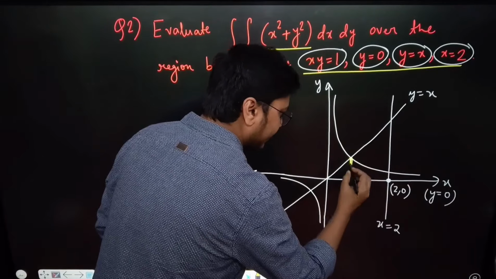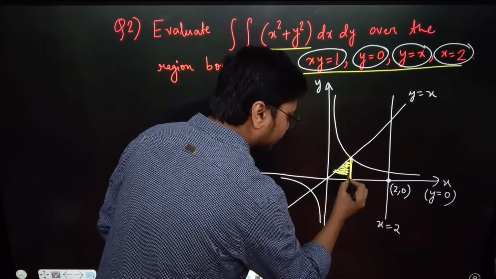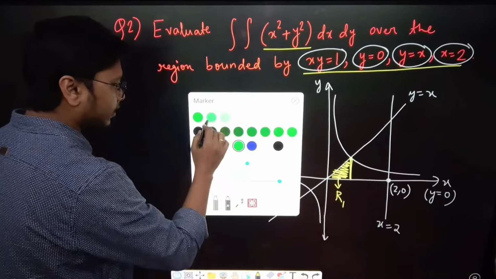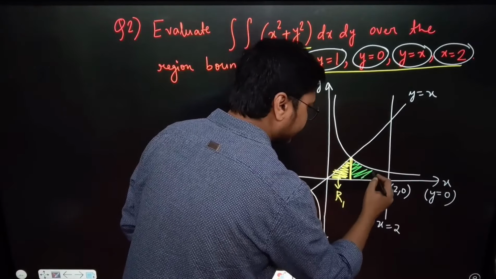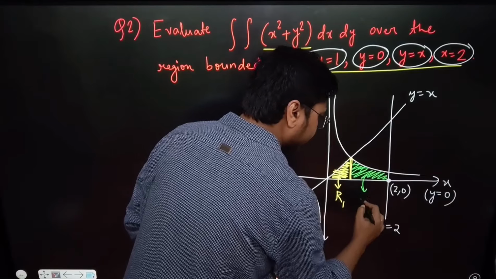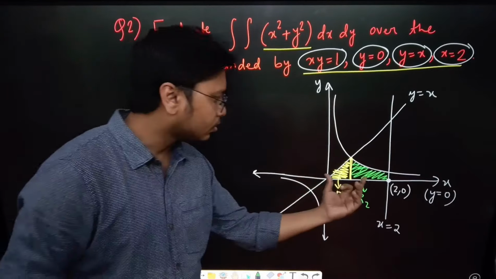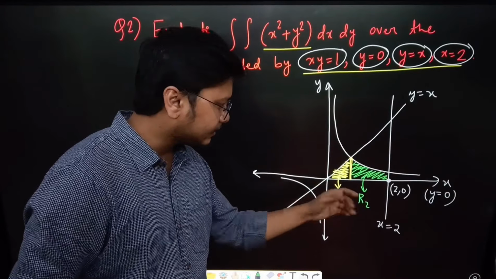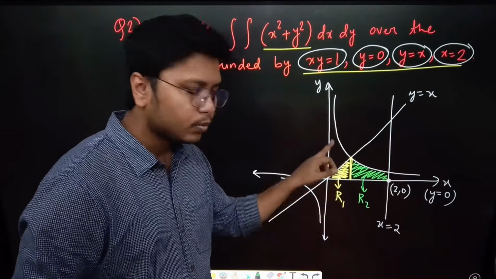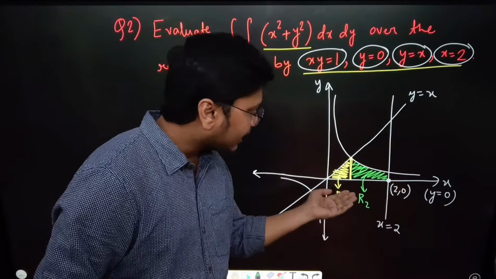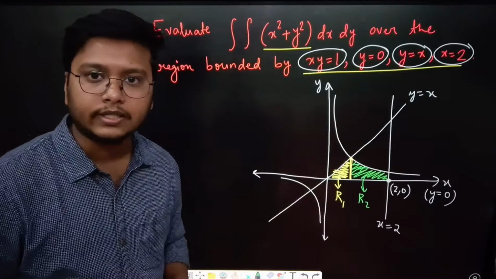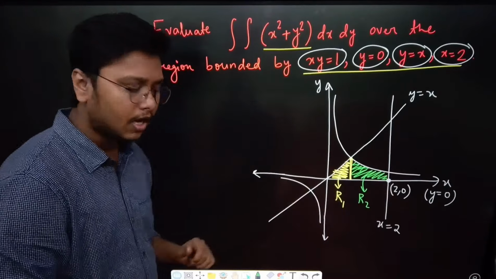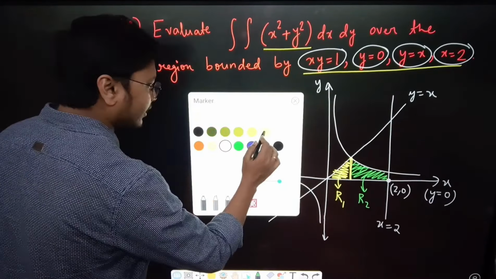I will draw a vertical line like this, and let's call this yellow region the R1 region, and I'll take another color and say this green region is the R2 region. Okay, so I've broken it up into two parts. The yellow part is connected with the y equals x line and the x-axis. The green region is connected with the xy equals 1 rectangular hyperbola and the y-axis, and also cut off by the x equals 2 vertical line. Okay, so I need to do the integration in two parts, one for the R1 region and one for the R2 region. So let's try to do this integration.